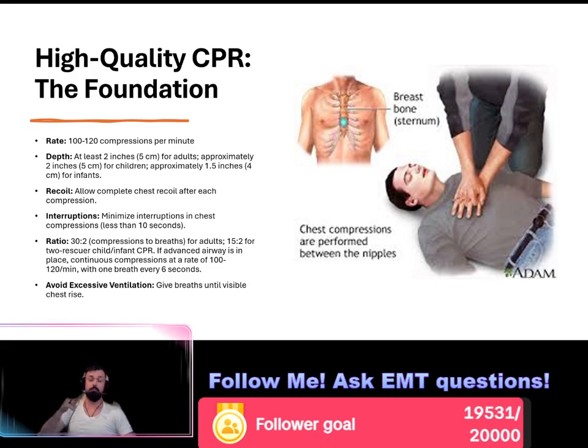NRMT focuses a lot on primary assessment skills, so knowing the order of operations. What's going to kill your patient first? Fix it, and a lot of mix and match. So select the best answer.